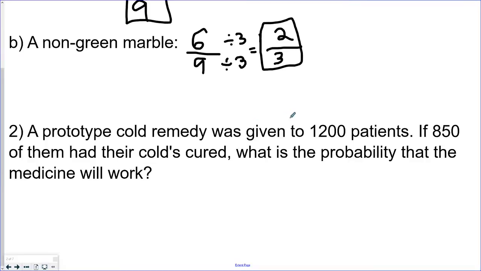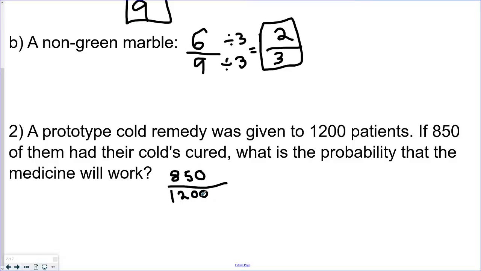Now the next one's a little bit different. It says a cold remedy is given to 1,200 patients. If 850 of them have their colds cured, what's the chance the medicine will work? Well, I don't know exactly what the chance the medicine will work off the top of my head because I really don't know the factors. I don't know the likelihood of it happening. But I can figure it out by looking at what I've tested so far. My total number of trials, my tests, are 1,200. I've tested this cure 1,200 times. 850 times, it was a success. It worked.